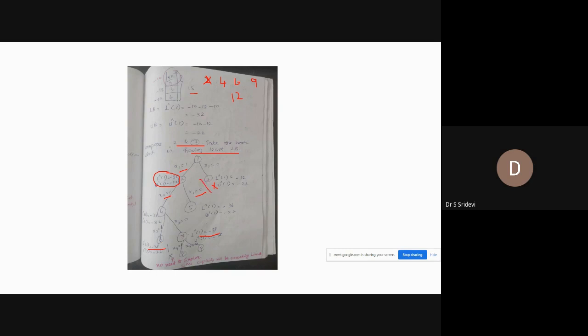See the left part of the tree. X1 is included, X2 is included, X3 is also included, and if you include X4, the capacity of the knapsack is exceeded. It is not feasible to include all the objects in the knapsack. See here, if you add all the weights, it will be 2 plus 4, 6, 6 plus 6, 12, 12 plus 9, 21. So it is not feasible. You can't include all the objects in the knapsack.